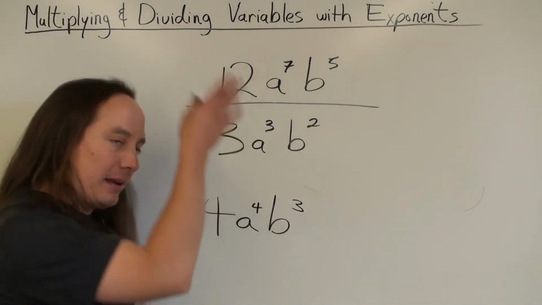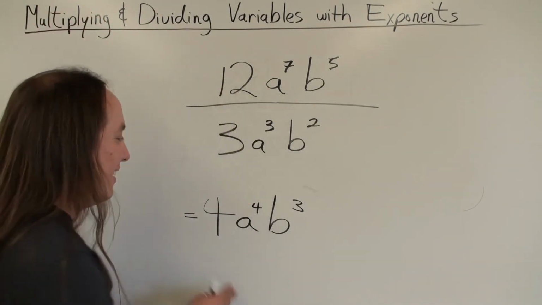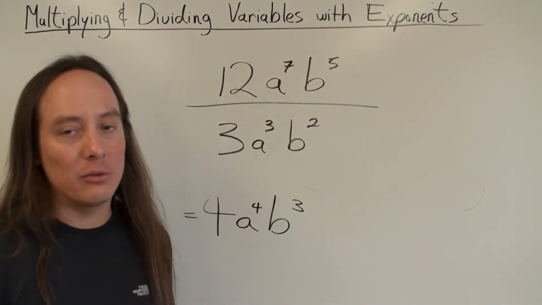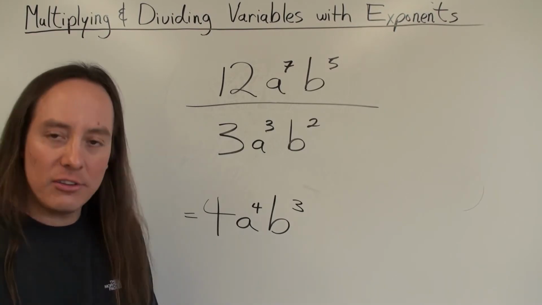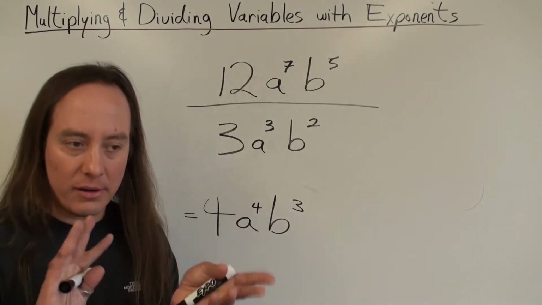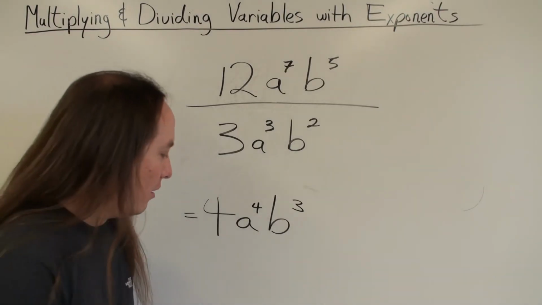Divide the numbers like any other number. That's just division. And then the exponents we subtract when we're dividing, okay? When we're multiplying, we add them. So they're inverse of each other. They're opposites, okay? All right.